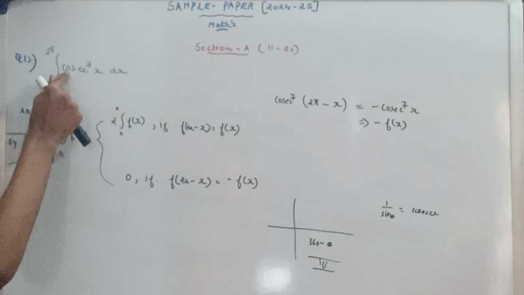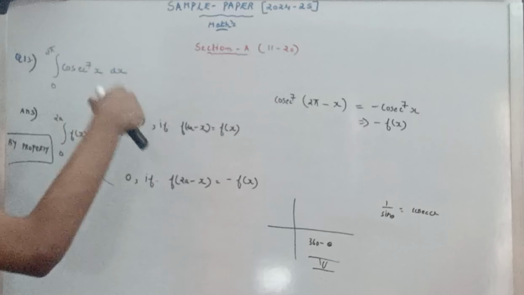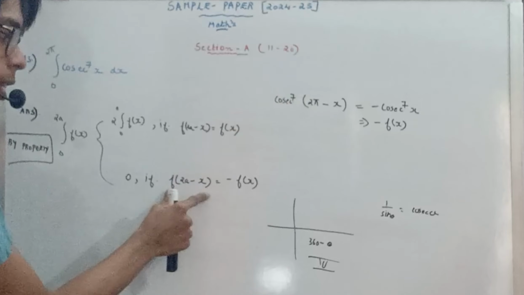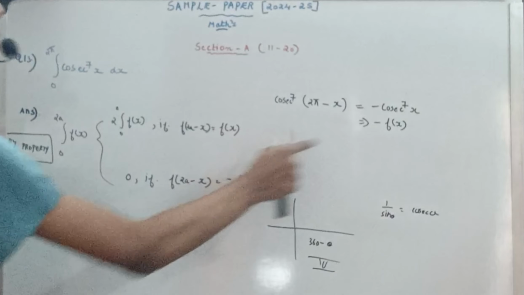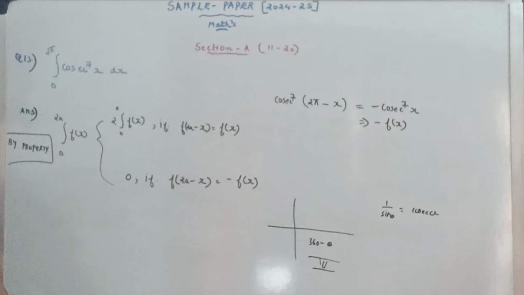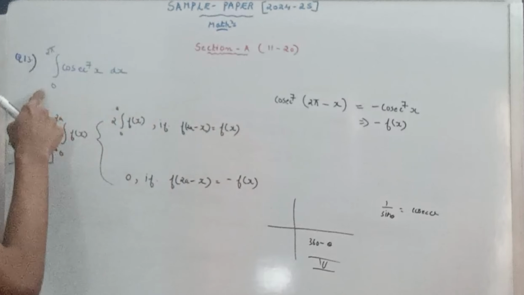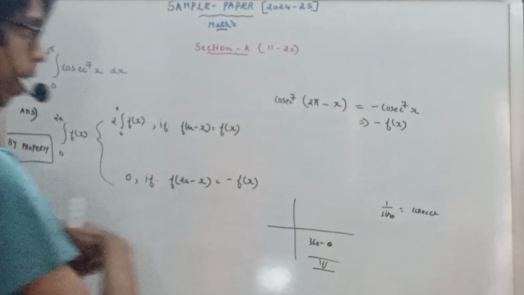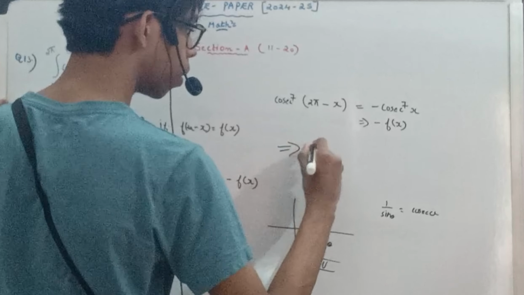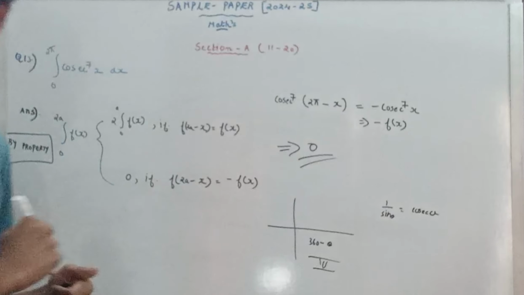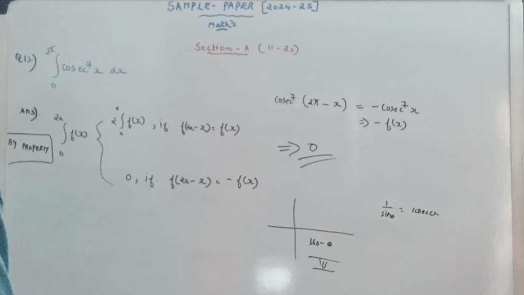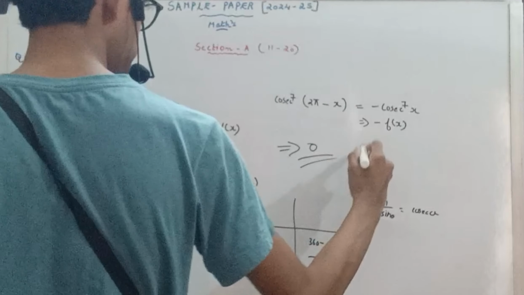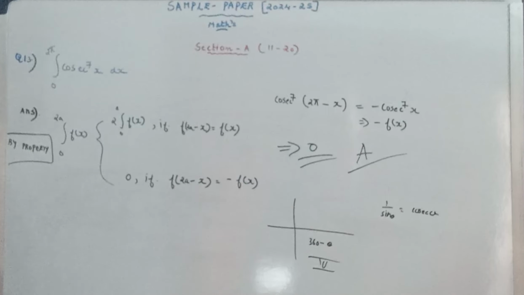The original function was cosec raised to 7x. When we substituted in this, we found it equal to the negative of the value. So according to the property, the integral from 0 to 2 pi of cosec raised to 7x dx will be equal to 0. If you see your options, option A is the correct answer.